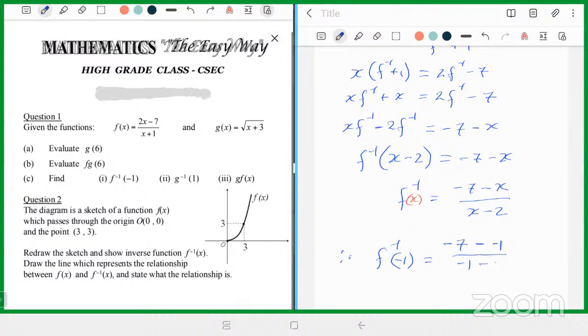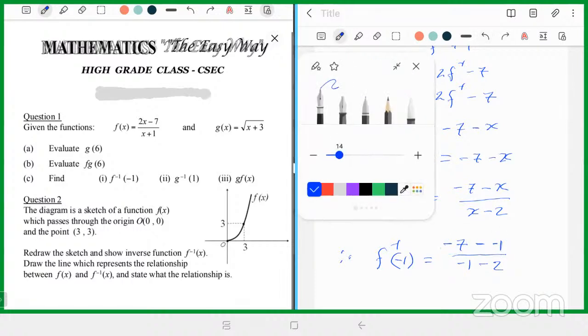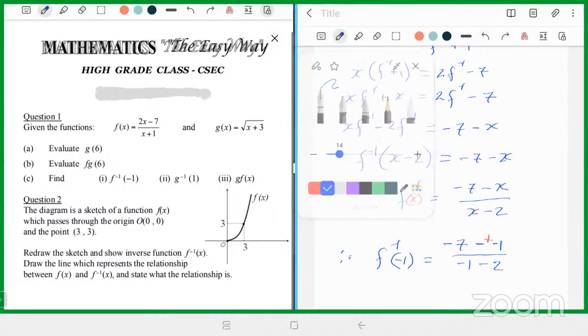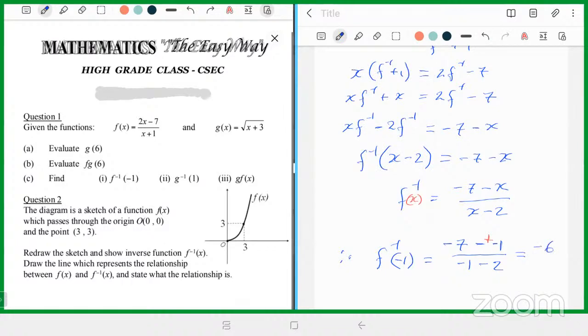We have to be careful with these negative signs while doing the questions. So this really becomes negative 7 plus 1. This minus minus in front of the 1 really becomes a plus. So then it is negative 7 plus 1. Negative 7 plus 1 becomes a negative 6. So this becomes a negative 6 on the numerator. Then negative 1 and negative 2 gives us negative 3.